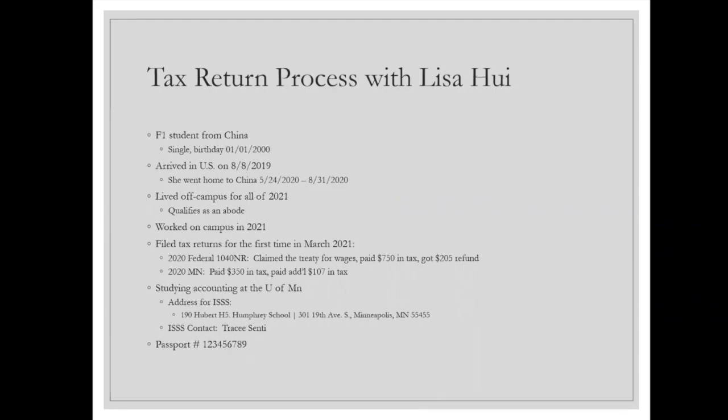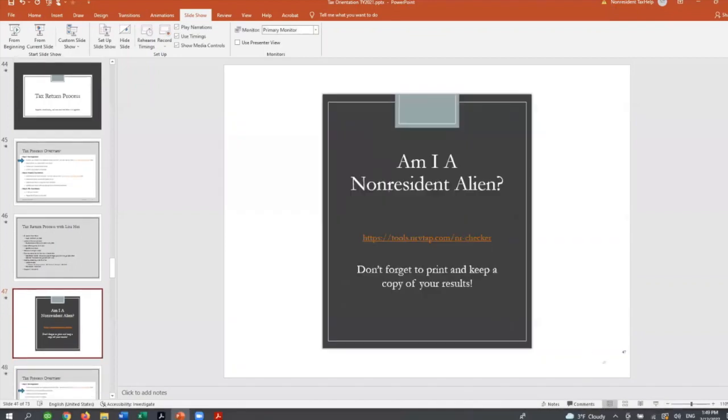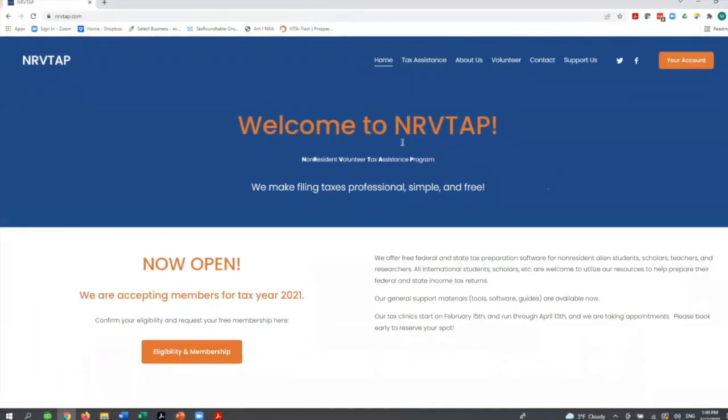She filed a 1040 NR. She got some refund money back. She filed her Minnesota return and she had to pay some extra money in tax. She is here studying accounting and her ISSS contact is Tracy Senti. All right, so we're going to start with doing her return. We're going to go to Am I a Non-Resident Alien? This is our main NRVTAP website page. You go to tax assistance under useful tools and links.